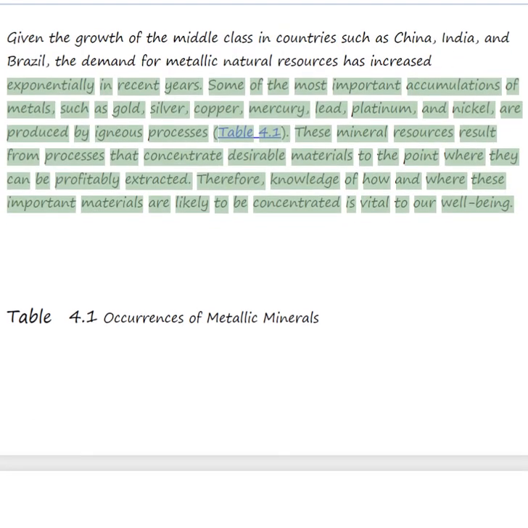exponentially in recent years. Some of the most important accumulations of metals, such as gold, silver, copper, mercury, lead, platinum, and nickel, are produced by igneous processes. These mineral resources result from processes that concentrate desirable materials to the point where they can be profitably extracted. Therefore, knowledge of how and where these important materials are likely to be concentrated is vital to our well-being.